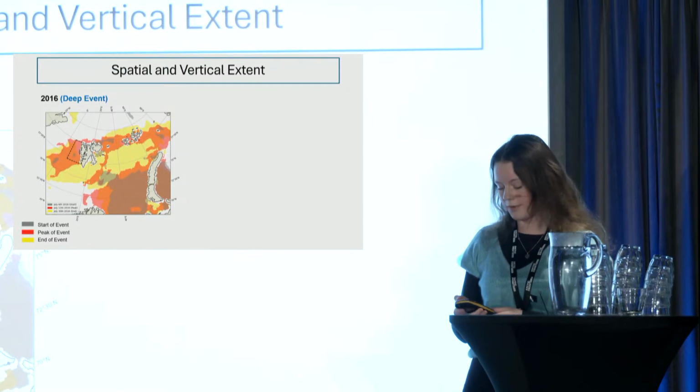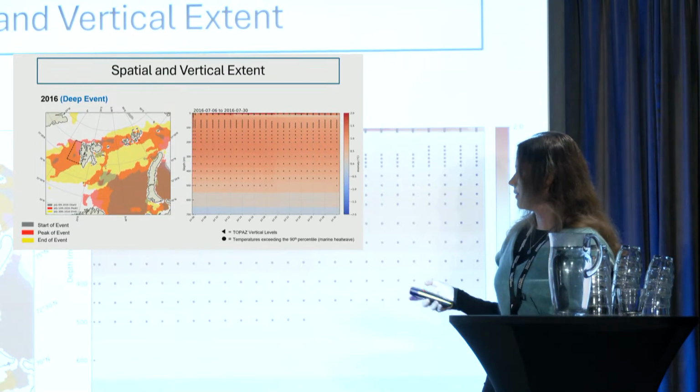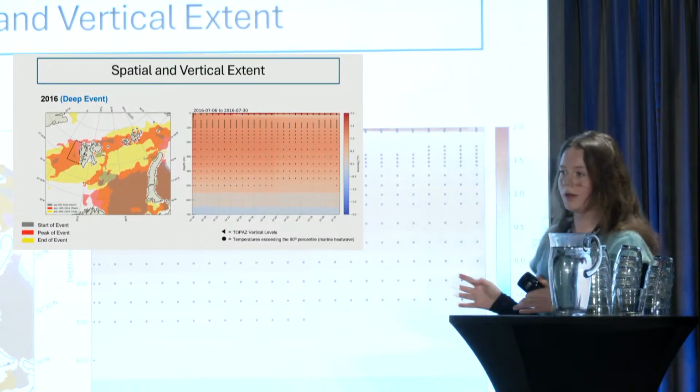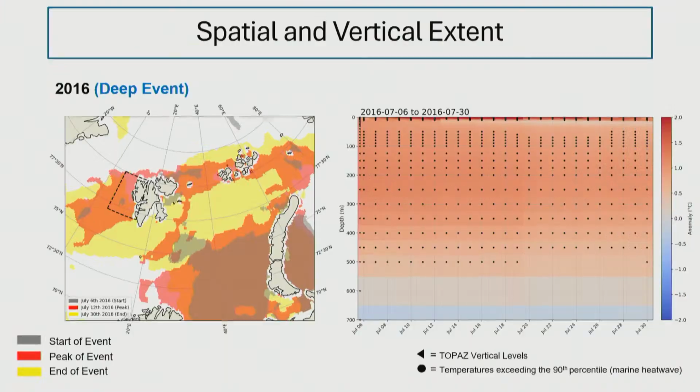So this was quite a widespread event. Using TOPAZ, we can then see how deep this event went, which is how we got the depth classification for this event. In the background, you have the temperature anomaly, and there's a dot for every day and every depth level where the temperature is exceeding this 90th percentile. You can see for this particular event in 2016, it went down to 500 meters.